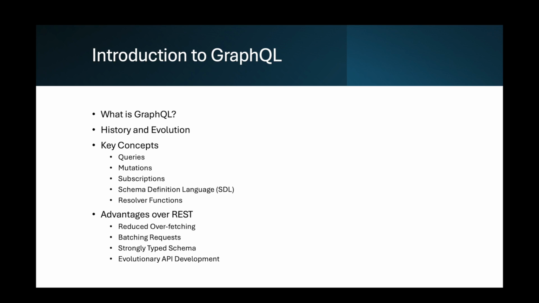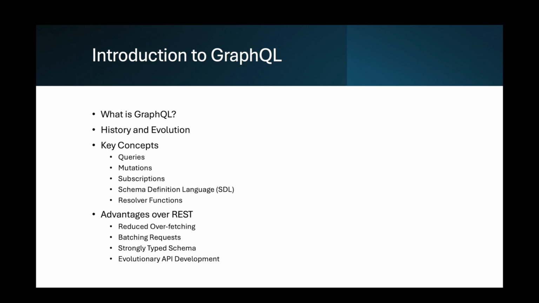Next, the concept is subscriptions. Subscriptions allow clients to subscribe to real time events or data updates from the server. This enables building real time features such as live notifications or chat applications. We also have a schema definition language, which is SDL. SDL is the syntax used to define the GraphQL schema. It defines the types available in the API and the relationships between them.